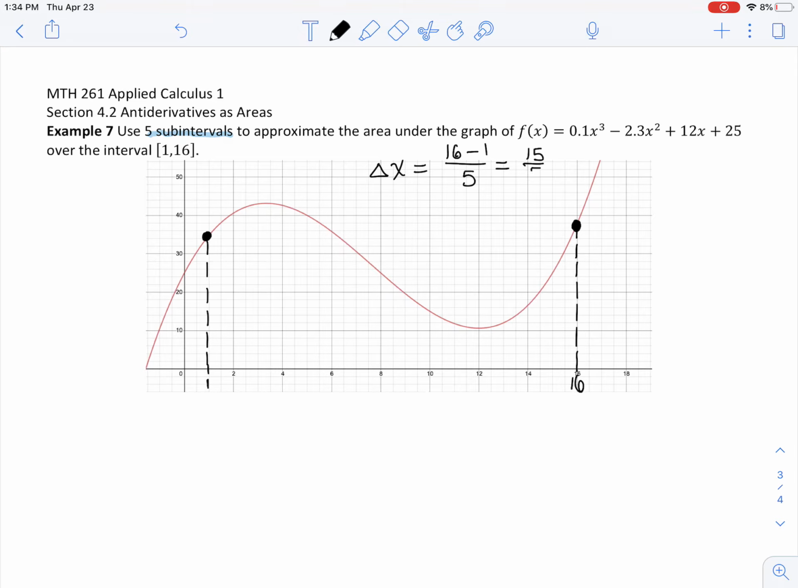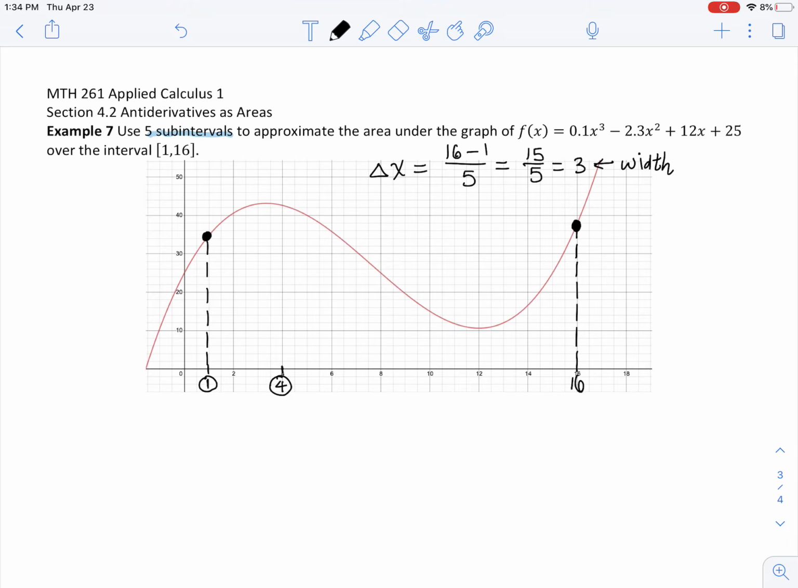And our interval goes from 1 to 16. So I think we can find delta x. Delta x, the width of each rectangle, is going to be 16 minus 1, subtract the endpoints, and divide by the desired number of subintervals. So that's going to be 15 over 5. So the width of each rectangle is going to be 3.